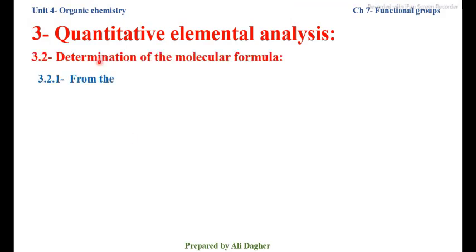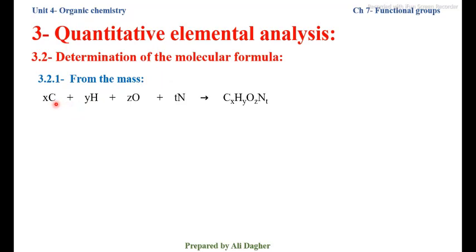Now, after we have learned how to calculate the mass and percentage by mass of each element, how can we determine the molecular formula of the organic compound? We have two methods. First method, from the mass of each element.